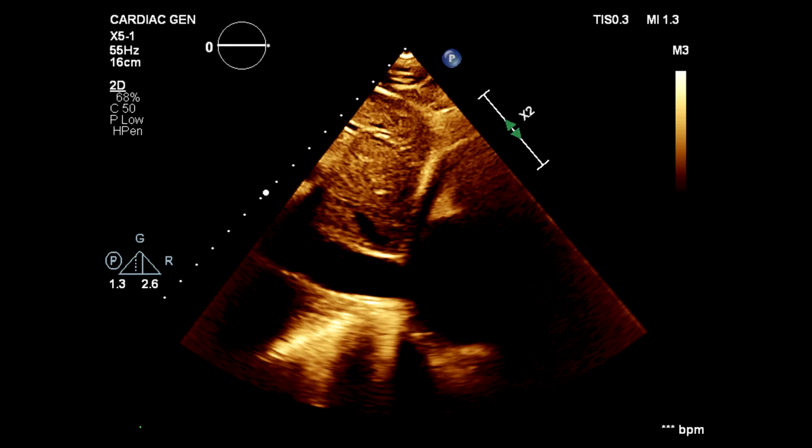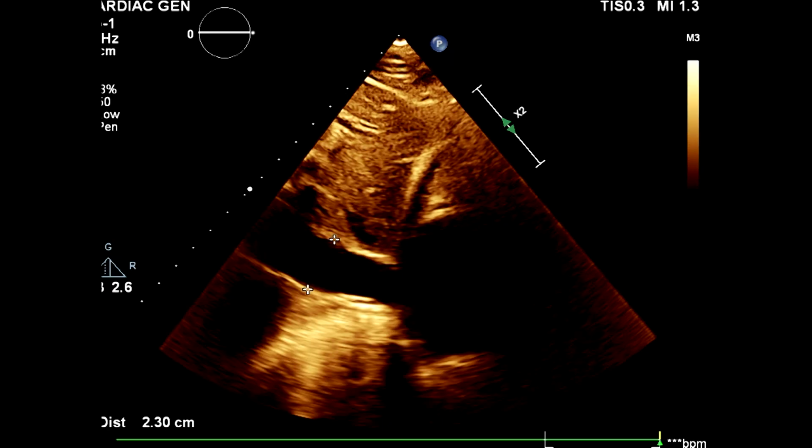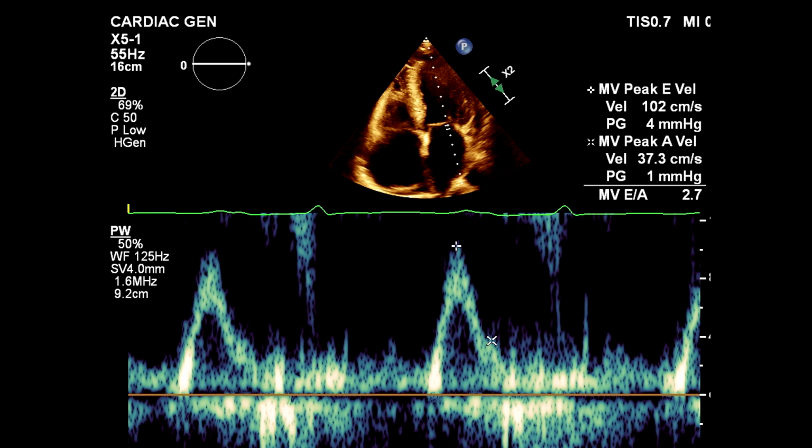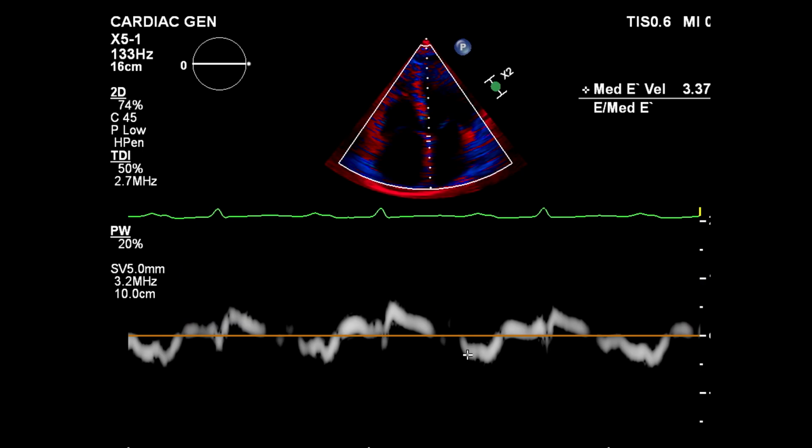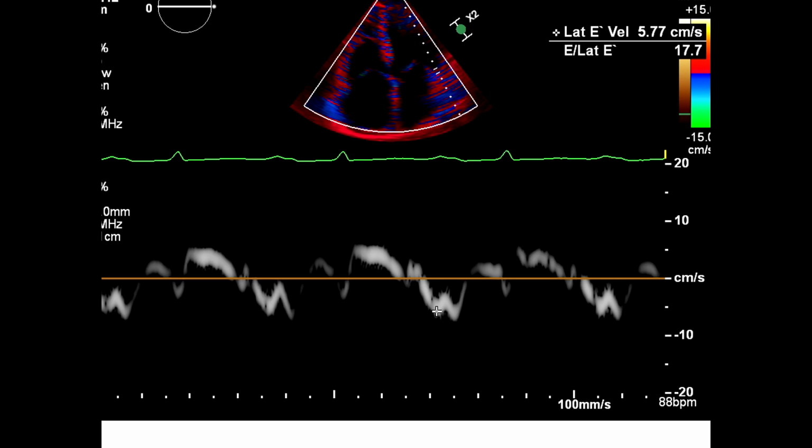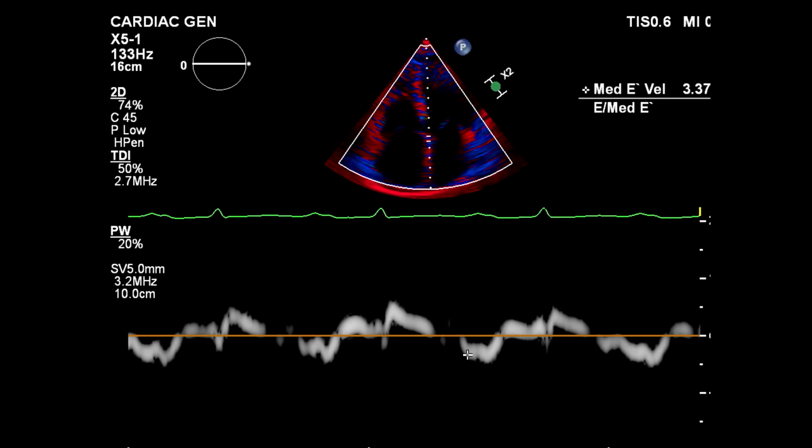And this was the IVC. The IVC was dilated, and we measured the IVC to be more than 20. It's 23. The mitral pulse wave Doppler showed that the E to A ratio is more than 2, and there is a significant restrictive feature in the mitral pulse wave Doppler. We did the annular excursion, and the medial annulus and the lateral annulus both showed that the excursion was really blunted.